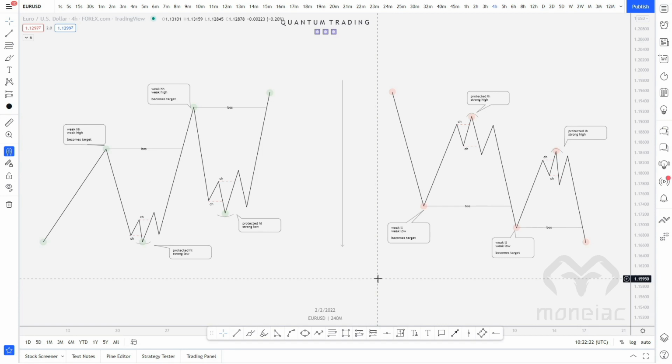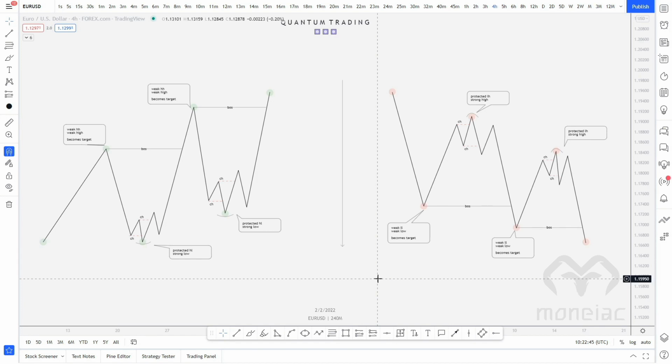When we talked about swing structure across multiple time frames, we showed the daily higher time frame, then the 4-hour time frame, and then the 15-minute, and how we piece them all together. Each one has protected and weak highs and lows within the market, and your strong and weak highs and lows are in regards to your swing structure.